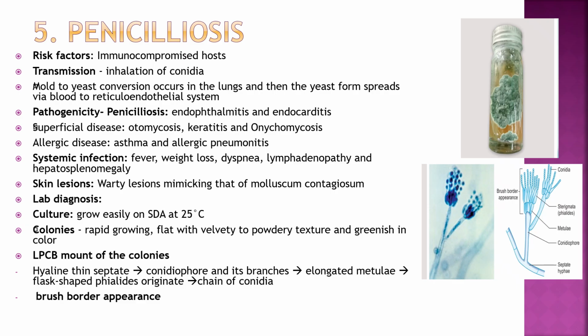Lab diagnosis: cultures grow easily on SDA at 25 degrees Celsius. Colonies are rapid growing, flat, velvety, powdery in texture and greenish in color. LPCB mount of colonies: hyaline, thin septate hyphae, conidiophore with branches, elongated metulae, flask-shaped phialides originating chains of conidia, giving a brush border appearance.